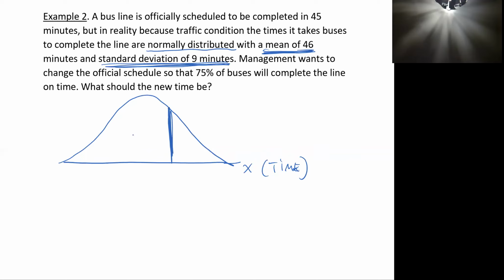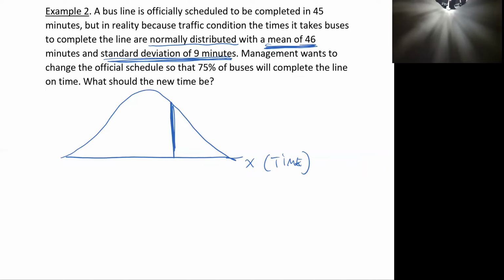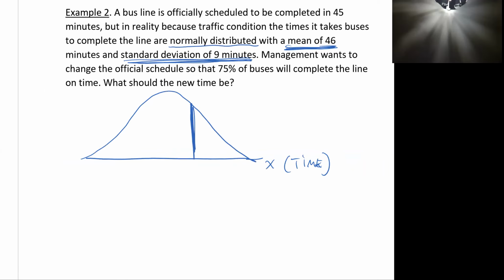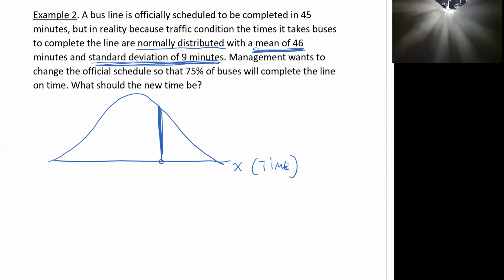Well, if you do something on time, that means you either meet the time or you get there earlier. Sorry, my screen is moving again. Earlier means less time. So that means we're over here. And so this area is 75%. So that's the given, is an area. 75% is an area. We'll complete the line on time.